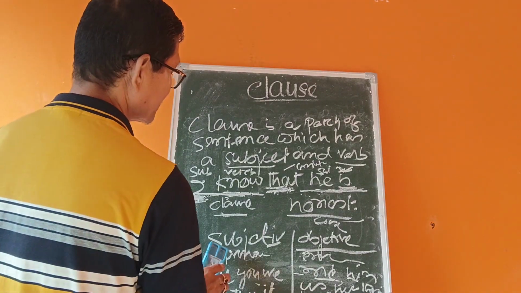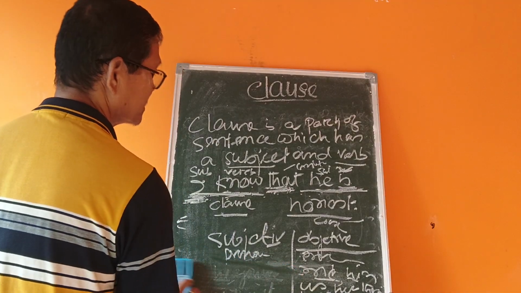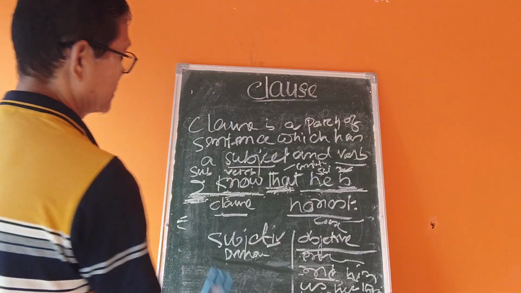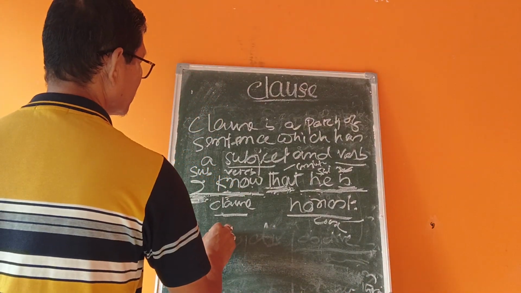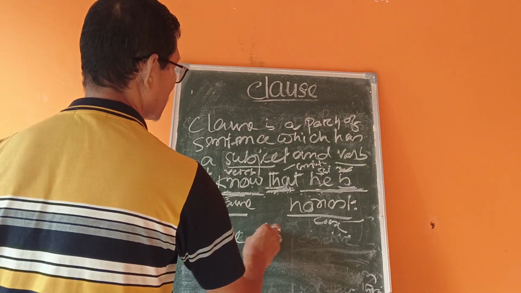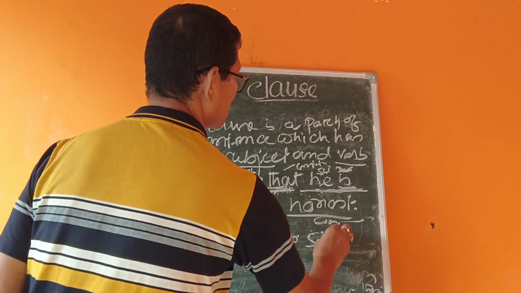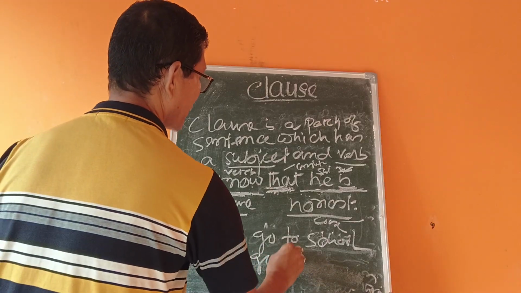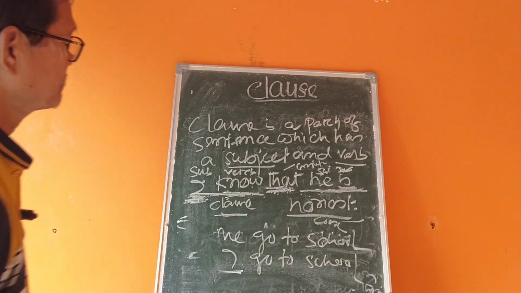That's why you have to know the subjective pronoun will be used as a subject, and an objective pronoun cannot be used in place of a subject. As an example, you cannot say "me go to school." You say "I go to school," because I is a subjective pronoun.